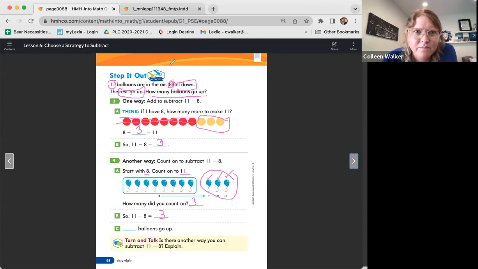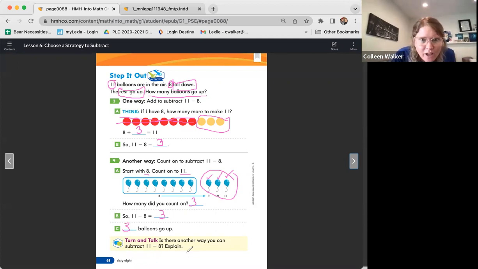All right. Time to turn and talk. It says, is there another way you can subtract 11 minus 8? What do you guys think? Go ahead, you can pause and talk to your homeschool teacher about if you think there's another way. Okay. Oh, Monkey the mathematician wanted to share with you guys. He said, yes, there is another way. And he even wanted me to draw it out and show you real quick.